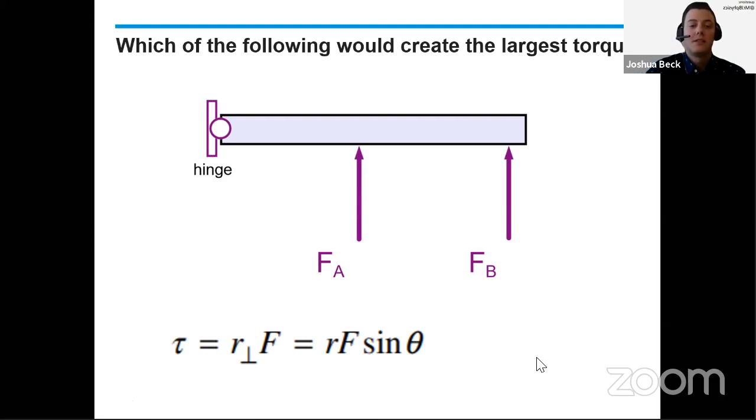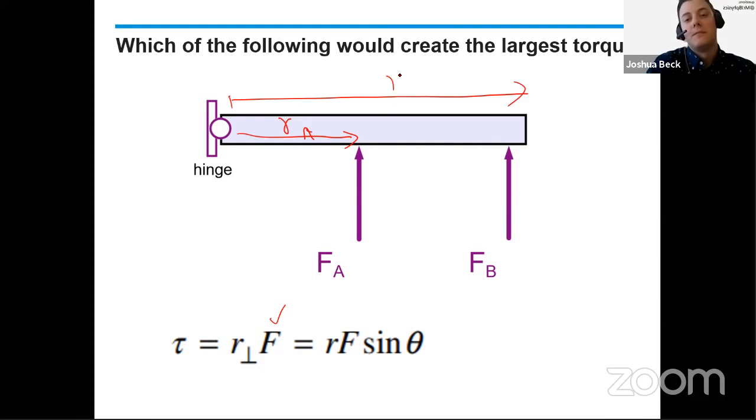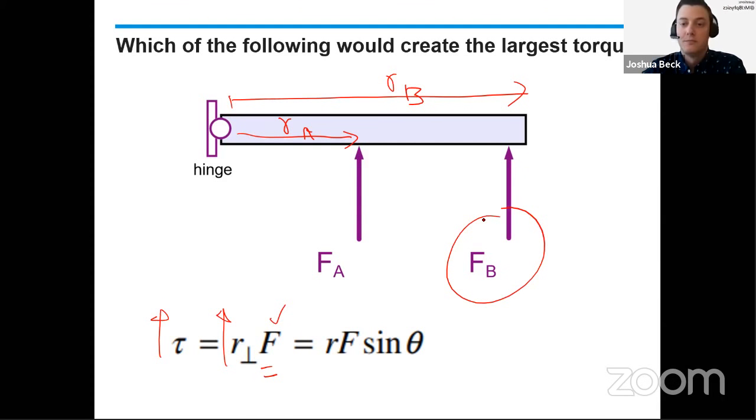Now torque is going to be calculated with r times F. So both of these forces are exactly the same. So we just have to compare the r values. The r value here is going to be much smaller than the r value here. So even though these are both the same size forces, rB is going to be a much bigger value, so it's actually going to give us more torque. So in this case, this force is going to give us more torque.